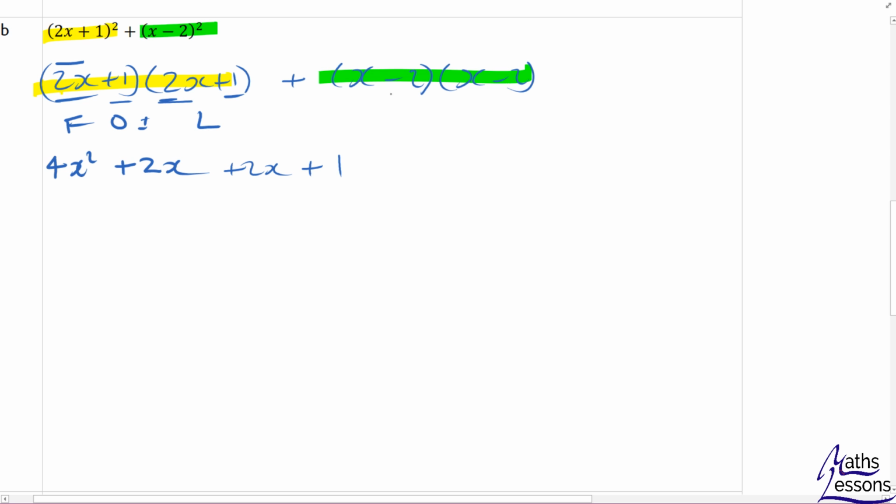And then I'm going to add onto that this next set of FOIL for this second set of brackets. x times x, my first two things, that's x squared. And then I've got my outer two things, x times minus 2, so it's going to be minus 2x. Do be careful, there's a plus here, so plus minus 2x gives me minus 2x. And then I'm going to do the inner two things. Minus 2 times x is minus another 2x. And minus 2 times minus 2 is plus 4.